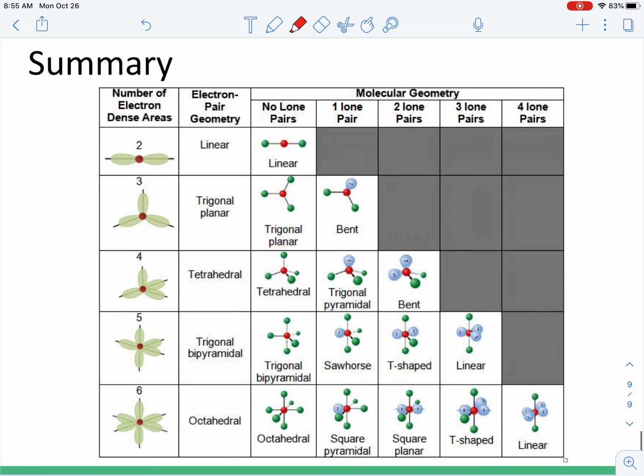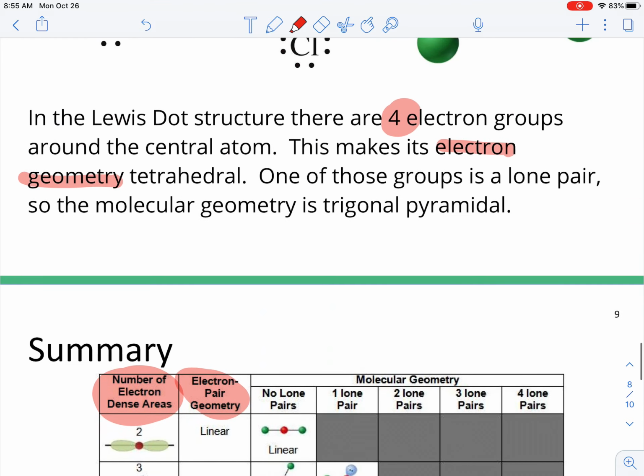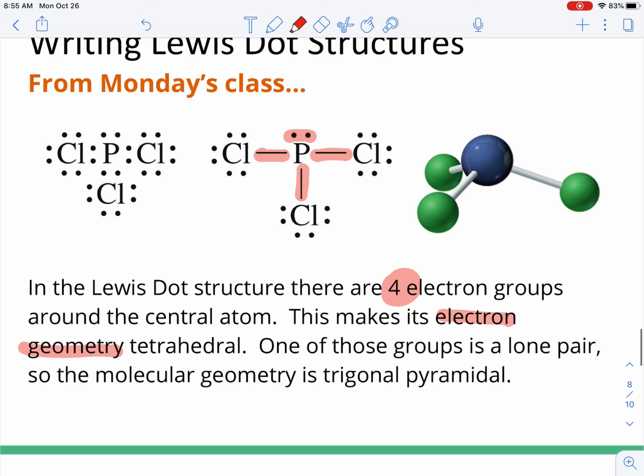I'd get that from a chart that looks like this. So we said that there were 4 areas of electron density. So this is what we're talking about. All right, so that means that the electron pair geometry is tetrahedral. In general, like a 3D shape, this is what it would look like. Now, if I go back up here, I would identify that 3 of these are bonds, and I do have one lone pair on that central atom, this guy right here.